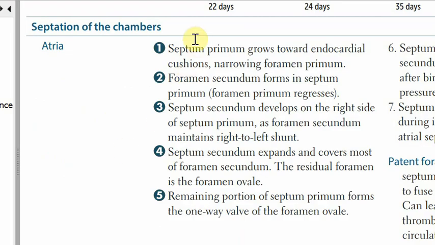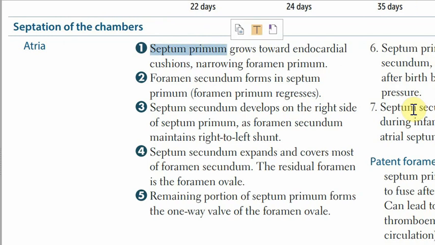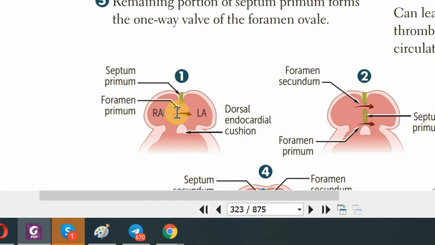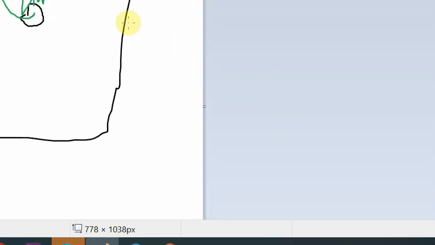So they write in First Aid, septum primum grows towards the endocardial cushion, which narrows the foramen primum. So let's take a look. So, my apologies, I made a mistake.